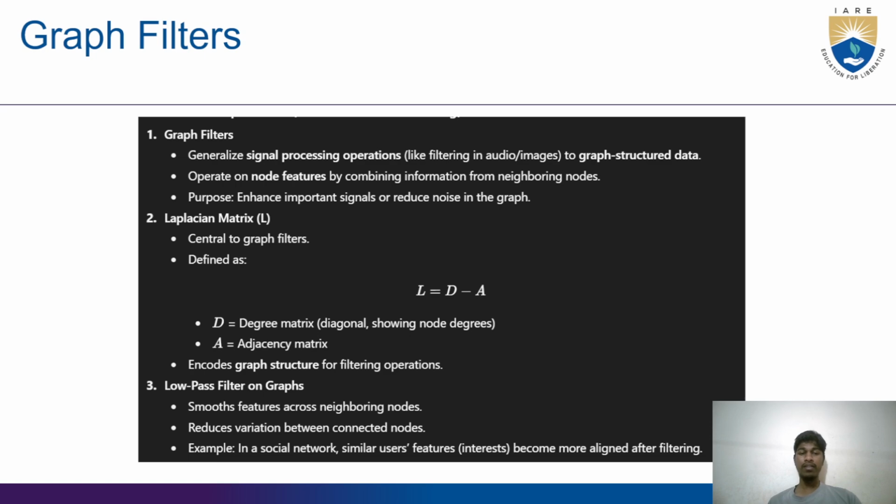Graph Laplacian. It is central to graph filtering. It is defined as L equals D minus A, where D is the degree matrix, which is diagonal and shows node degrees, and A is the adjacency matrix. It acts as a low-pass filter on graphs, smoothing features across neighboring nodes. It reduces variation between connected nodes. For example, in a social network, similar users' feature interests become more aligned after filtering.